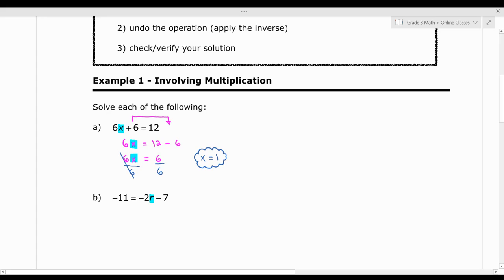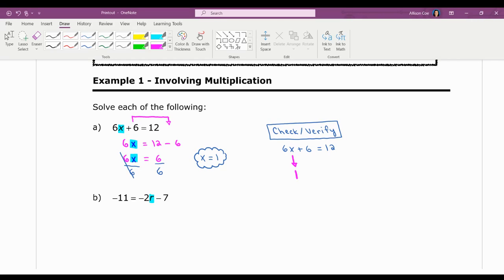Now, as I mentioned, step 3 there says you could check or verify. Again, you don't have to do this every single time, but it's not a bad habit to get into, especially if you're writing a quiz or a test, or if you're at home and for some reason you don't have an answer key. You can always check or verify whether or not your solution does make sense. So what I'm checking is I just figured out that I think x is supposed to be 1, right? There was our answer. So I'm going to replace this x with 1 and see what happens.